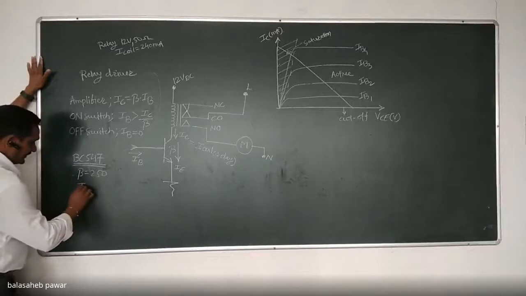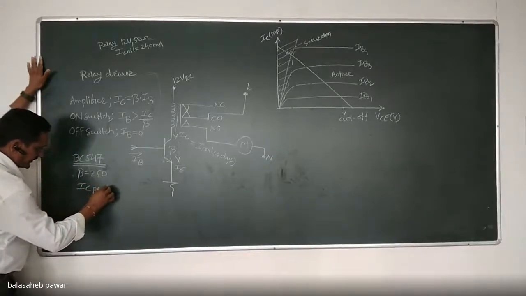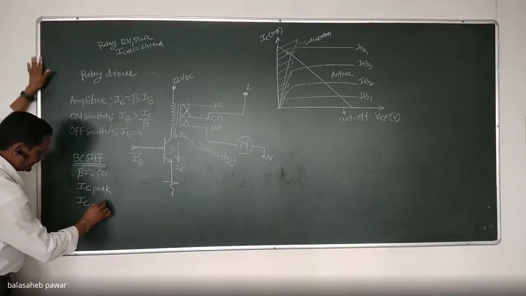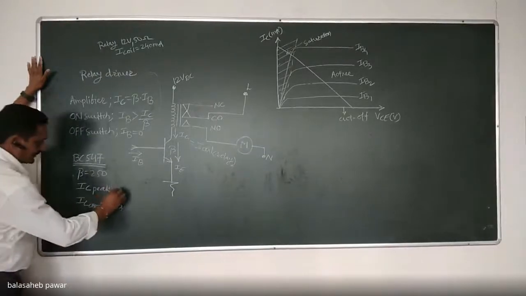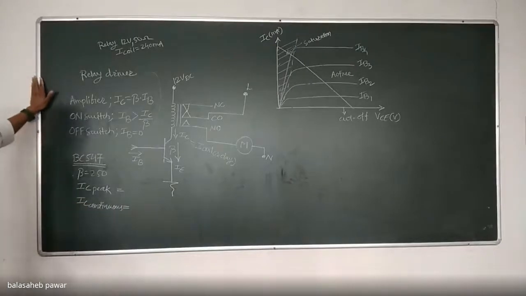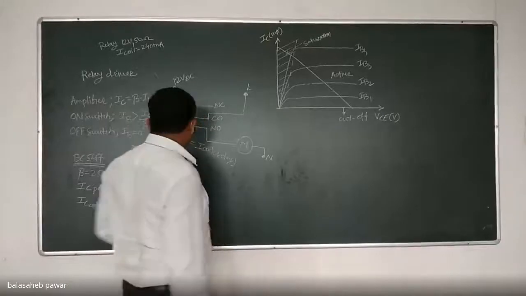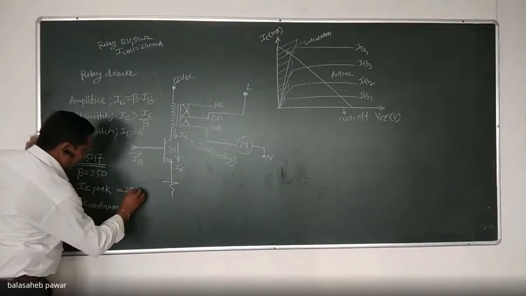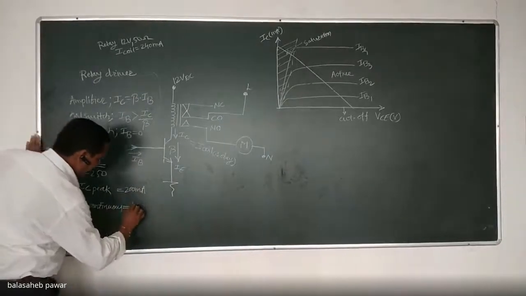Then IC peak and IC continuous. These two are very important values. So, see what is meant by IC peak. Suppose that IC peak, I think it is given as 200 milliamperes. You just check it from the data sheet. And IC continuous is given as 100 milliamperes.